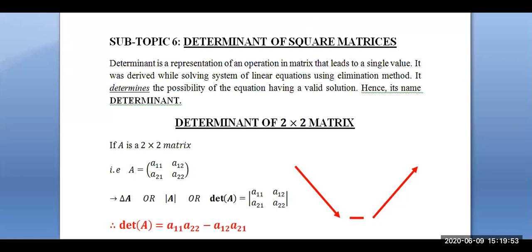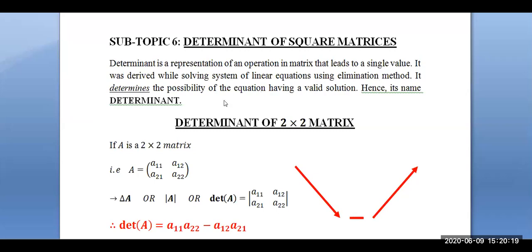So that's what we mean by single value. Unlike in normal matrix form, where you will be having an answer in matrix notation as 3, minus 1, 2, and 4. So this is a matrix. Many operations in matrix lead to an answer or a value in matrix. But when we talk about determinants, we are talking about just a single value.